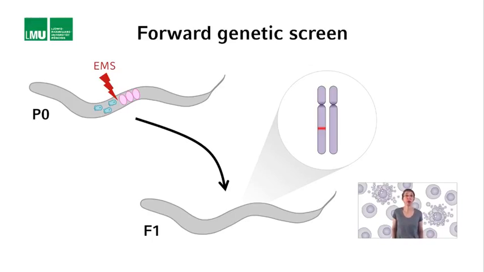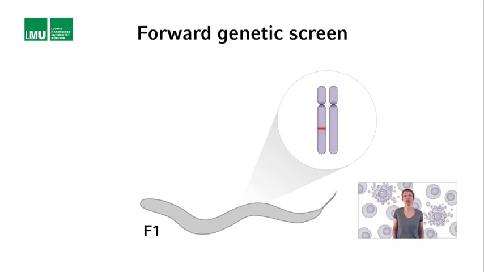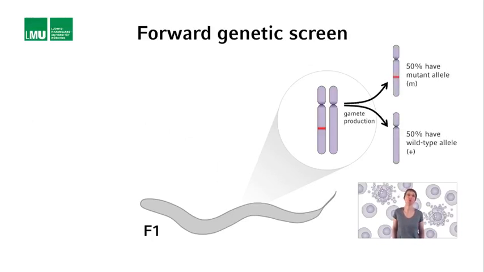If an F1 hermaphrodite is heterozygous for a mutation in a gene that is required for the process of interest, it will make germ cells that either carry the wild type or mutant allele. And instead of writing wild type, we often write the plus allele. If this gene is not located on the X chromosome, the sex chromosome of C. elegans, the ratio of germ cells, whether sperm or oocytes, carrying the plus allele or the mutant allele is 50-50.